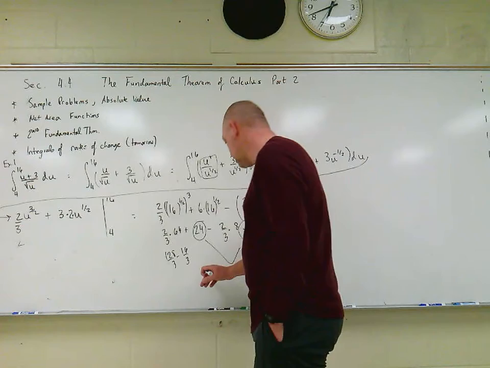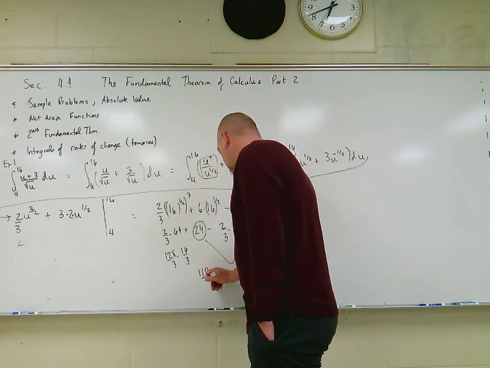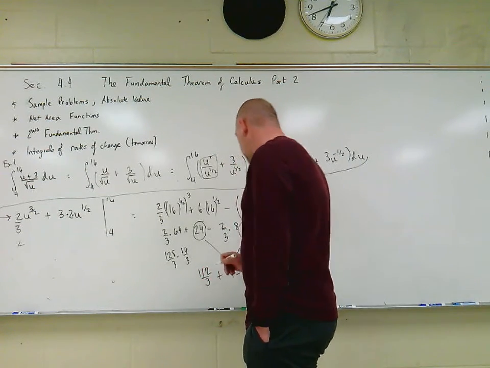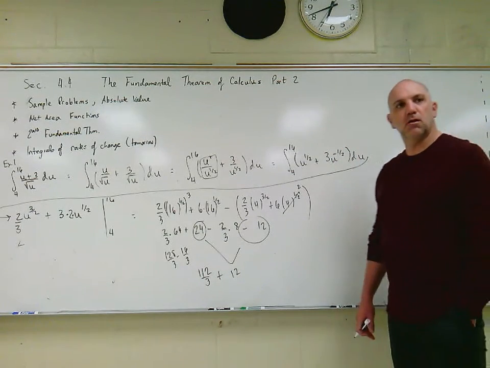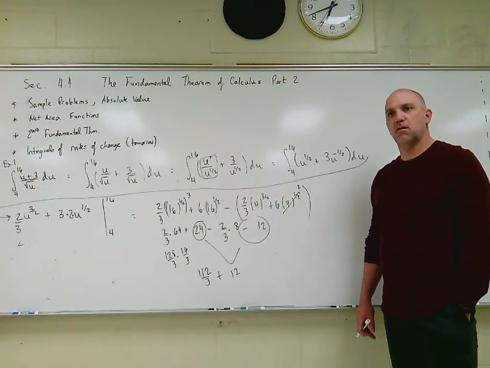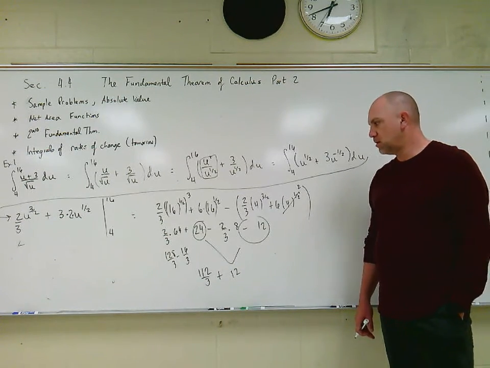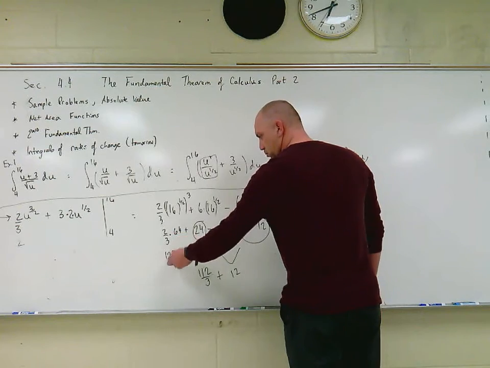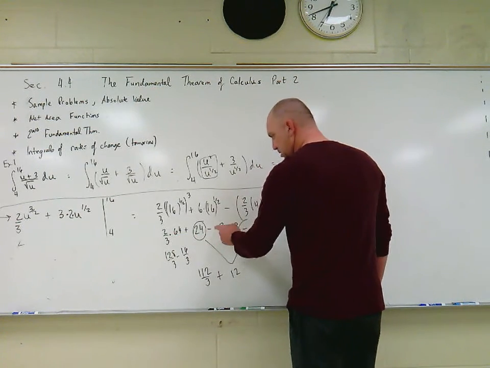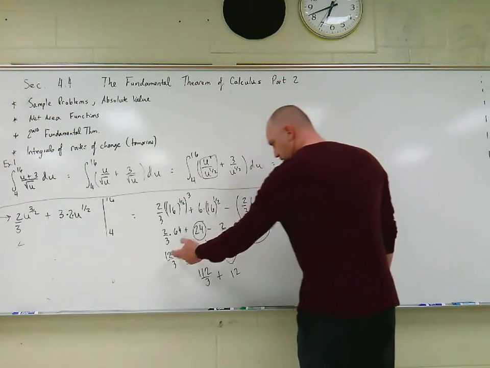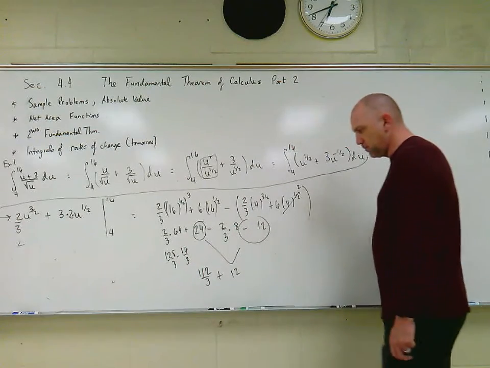112 over 3. I don't know if that's going to be anything that we can simplify. Make sure my math is right, because early on, when I haven't had my coffee, I'll make mistakes. Everything look okay? 2 times 64 is 128. 2 times 8 is 16, but this is a negative. 128 minus 16, I got 112.